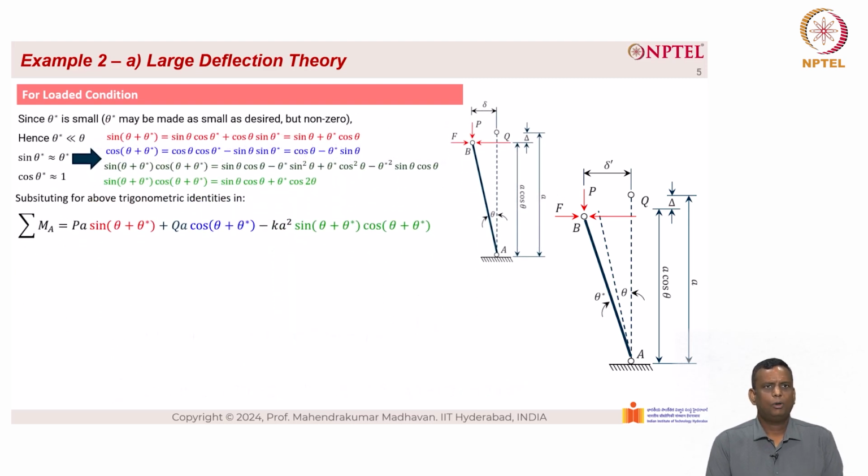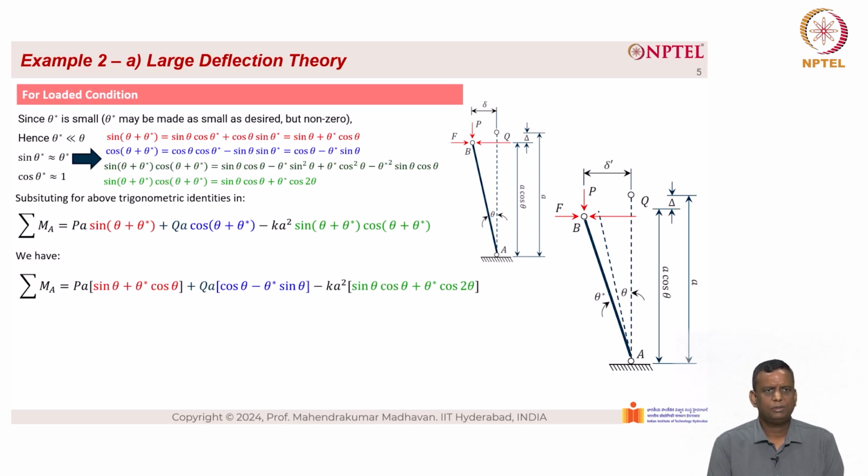So for the above trigonometric identities, we further get this. We have Σm_A = P_A into, instead of sin(θ + θ*), we are substituting sin θ + θ* cos θ. Similarly, for cos(θ + θ*), we are substituting cos θ − θ* sin θ. And for sin(θ + θ*) cos(θ + θ*), we get the equation sin θ cos θ + θ* cos 2θ.